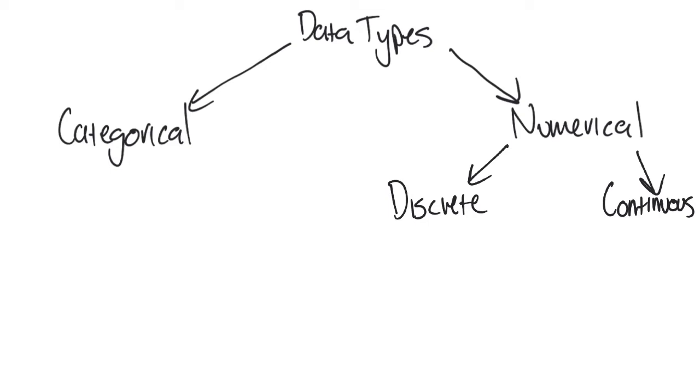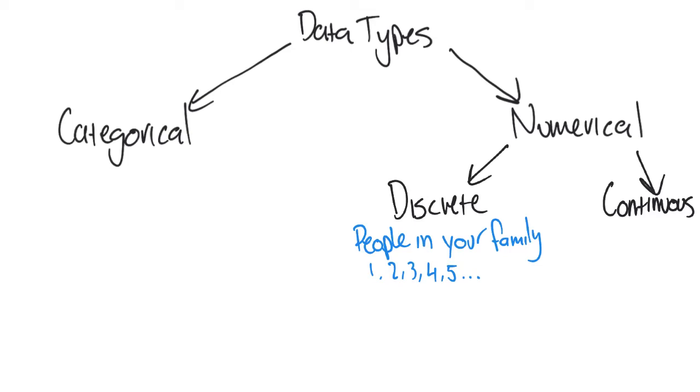So discrete data can only take a certain number of values, and by that I mean they can only maybe be particular numbers. So if you're talking about how many people are in your family, well, that's only whole numbers. You can't have fractions, you can't have decimals, and you can't have percentages. So that would be an example of discrete data.